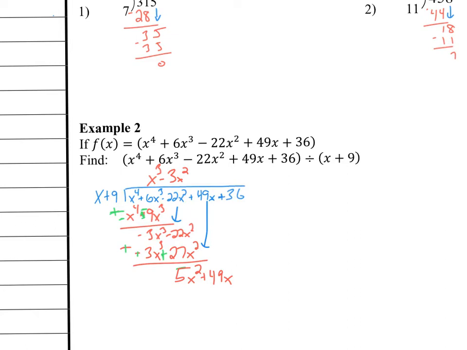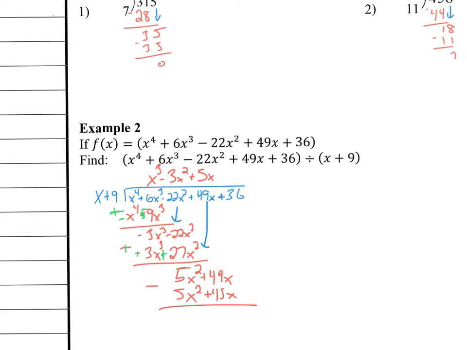So again, I'm asking myself, what can I multiply x by to make it become 5x squared? Well, x times 5x works pretty well. And it's a positive 5x, which is important that you understand that, notice that. So we write plus 5x. So I have a 5x squared when I multiply, and now I have to multiply the 5x by the 9. Both positive, so it's plus 45x. So now we need to subtract.